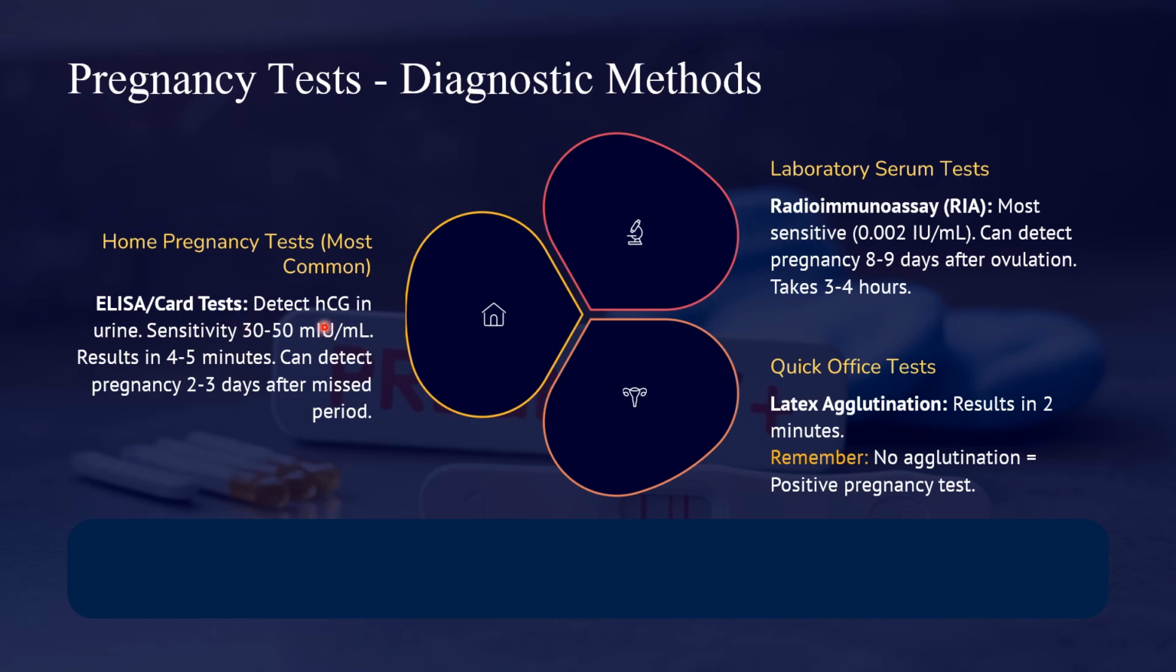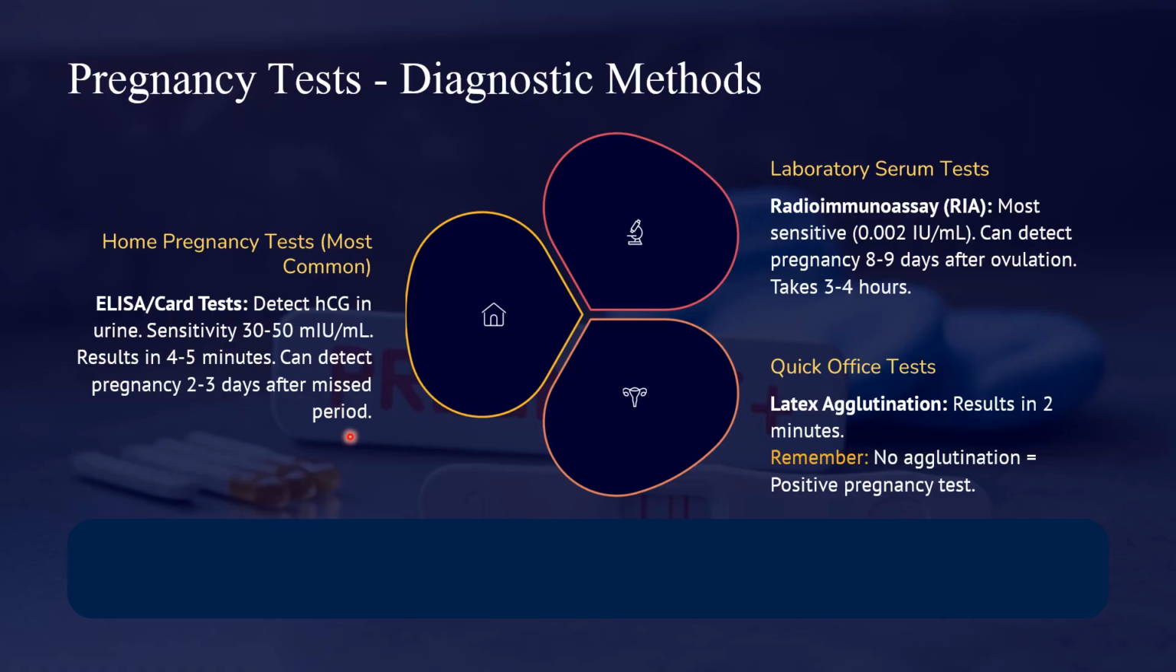Now what does this mean? This means that in per milliliter of urine, if there is 30 to 50 milli international unit of HCG, then ELISA can detect pregnancy. Okay, so if it is less than 30, it will not be able to detect pregnancy. So the result is 4 to 5 minutes, and it can detect pregnancy 2 to 3 days after missed period.